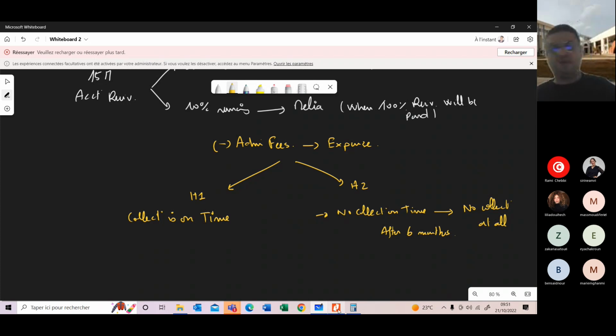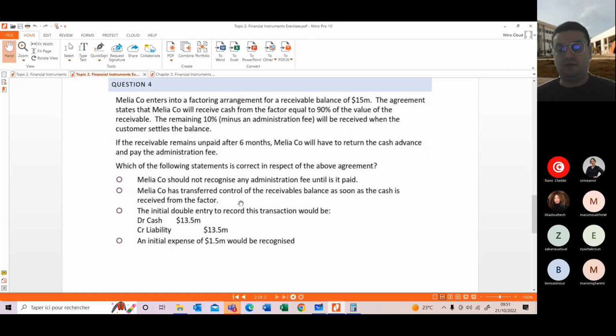The second one: Meliaku has transferred control of the receivable balance as soon as the cash is received from the factor. يعني وقت اللي خدنا 90% of the receivable، يقول لك راهو the control of the receivable is transferred. All the risks and rewards of the receivable are transferred to the factor. Is this sentence correct? Is there any transfer of risks and rewards to the factor on the receivables? Oh, no. Obviously no. And the proof and the evidence هي الجملة هذه.